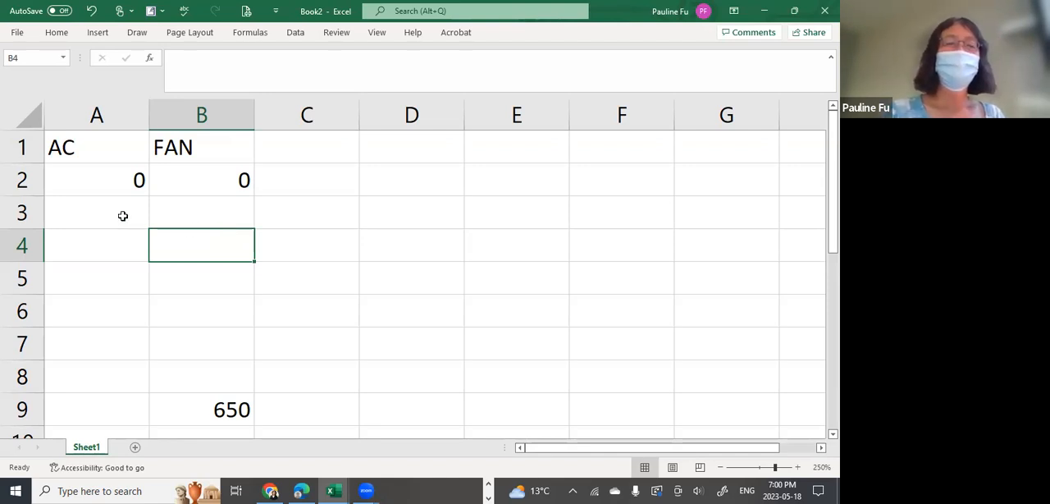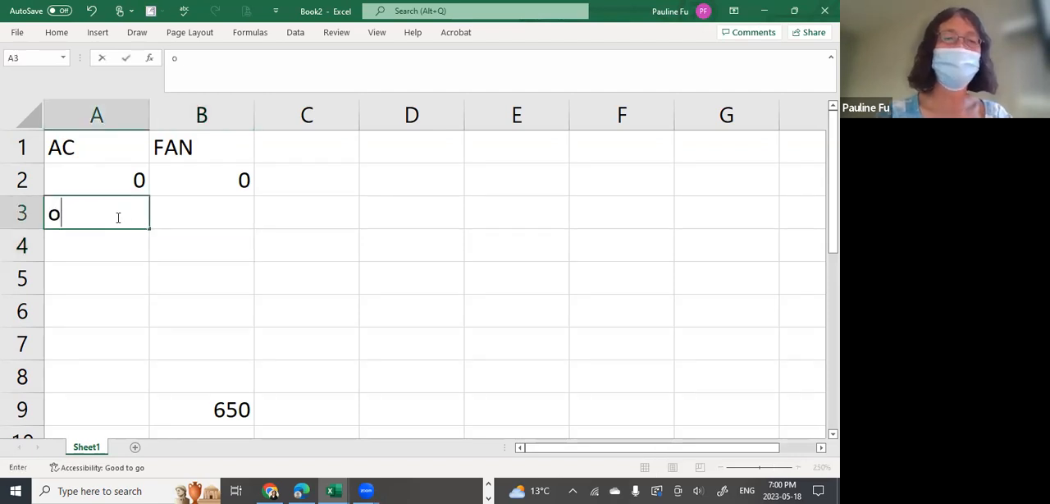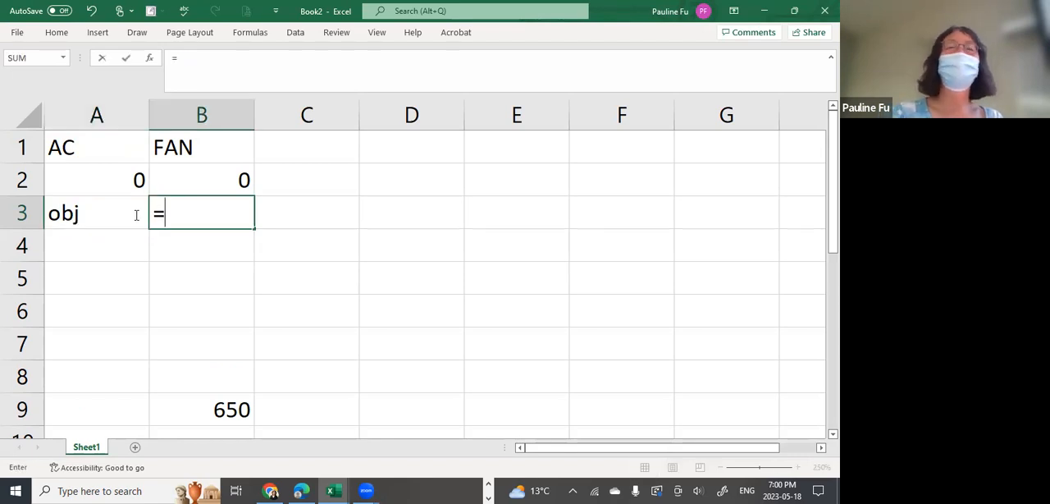Okay. What is my objective? So what is the maximum profit? Remember, A2 represents the number of air conditioners. It is like the x, but I cannot use x in Excel. This zero in B2 represents the number of fans, okay?